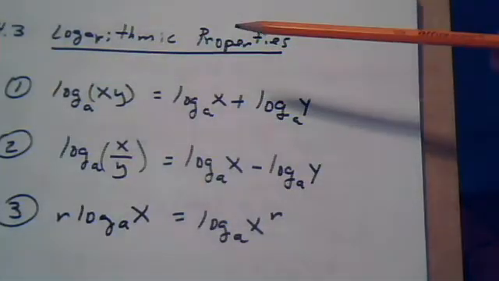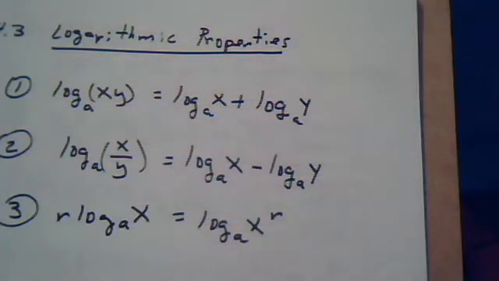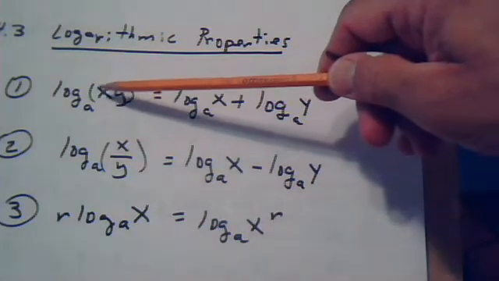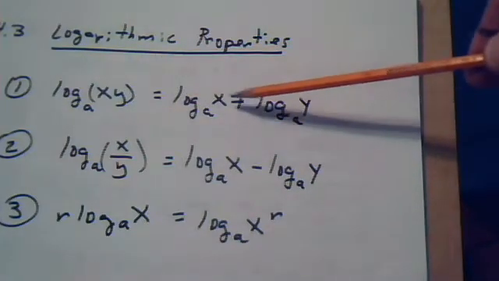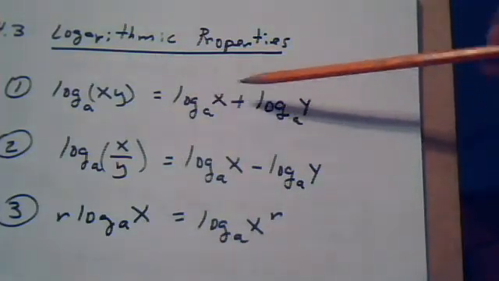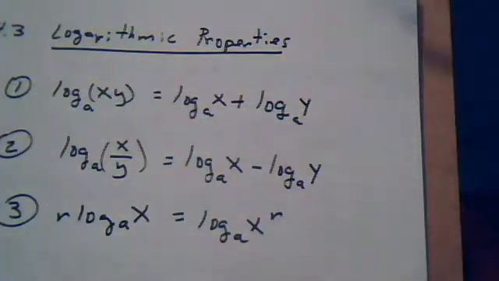These are properties of logarithms. They allow you to change from one form to another. Sometimes it's convenient when you're simplifying or solving equations that involve logs. Right here in the first property, we see that the log of a multiplication is the same thing as the sum, the addition, of the two logs. So addition and multiplication are associated when you're talking about logarithms.